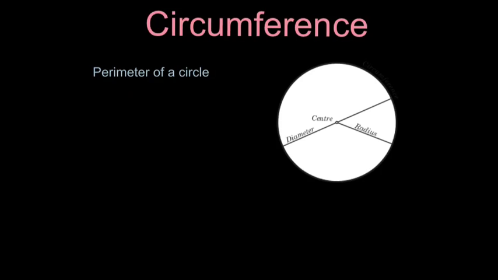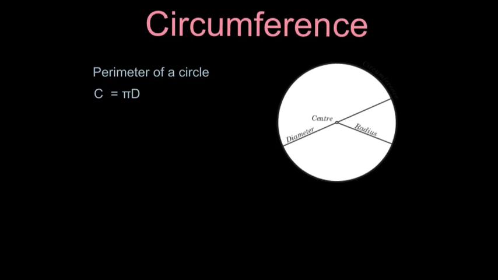Okay, you've probably heard the word circumference before. For those of you who haven't, circumference basically means the perimeter of a circle. Remembering that the definition of a perimeter is the outside lines or sides of an object. In this case, there's just one side that goes around the circle. That's the circumference.